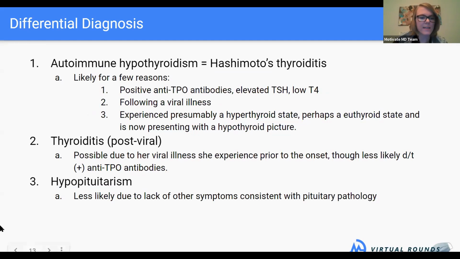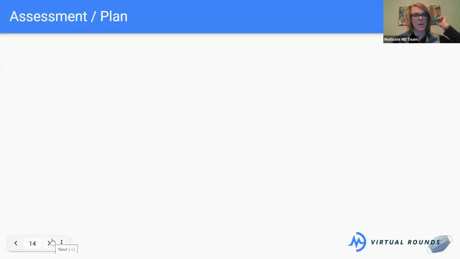So let me clear that. Let's go on to the next slide. So let's talk about our assessment and plan. Before I get into that, does anybody know what the treatment is or how we're going to treat hypothyroidism? It's pretty similar regardless of the etiology, with the exception of if it's a pituitary adenoma.